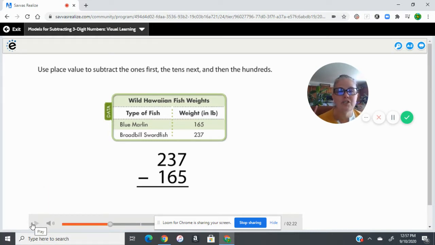Okay, so we're going to be changing it a little bit. You remember from second grade that we started to borrow from the place value to the left. So in this lesson, we're going to be practicing borrowing from the place value to the left. Very similar to how we were breaking it down, taking away the hundreds, the tens, and the ones. We're going to be borrowing to help our numbers so we can subtract. Use place value to subtract the ones first, the tens next, and then the hundreds.